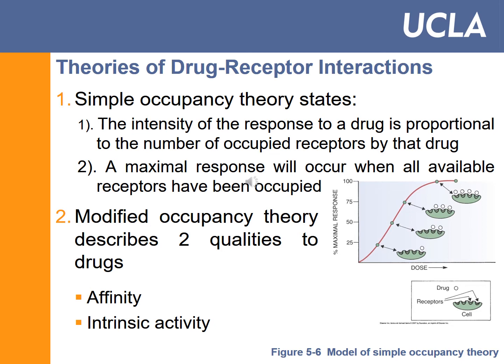But in reality, there are other properties of the drug that have to be taken into consideration when you look at the occupancy theory. And so this is the modified occupancy theory that describes two qualities of the drugs. The first one is called affinity, and the second one is called intrinsic activity.